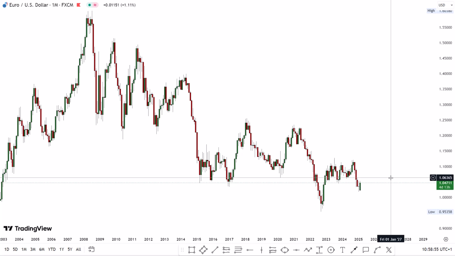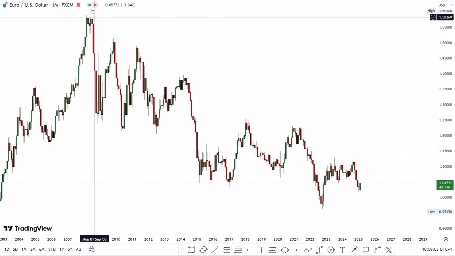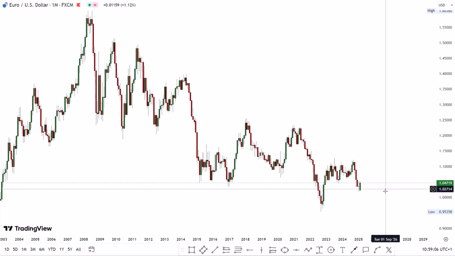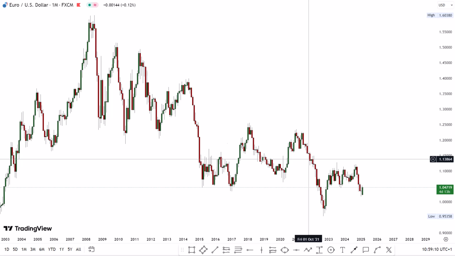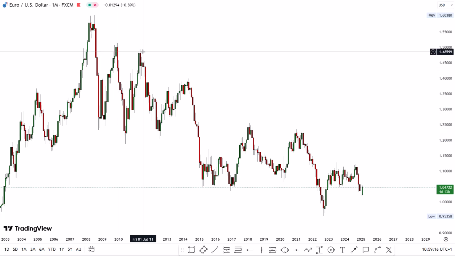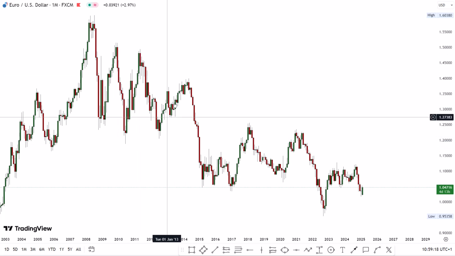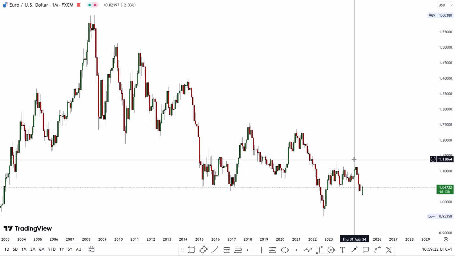You guys can see that I have a chart on EURUSD on a monthly time frame. So let's get straight to the point. On EURUSD, you can see that the trend is to the downside. The market has been printing the characteristics of a downtrend. We created a low here, a high here, a lower high, a lower low, a lower high, a lower low, a lower high, a lower low, a lower high.